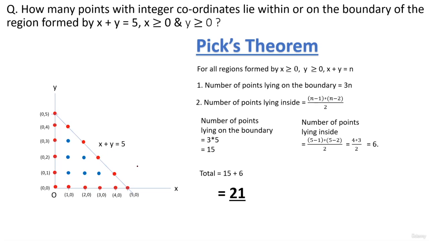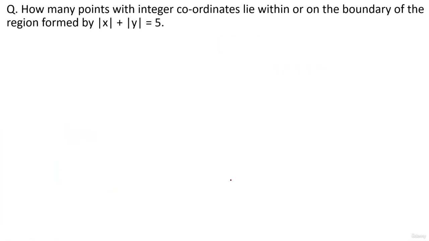Let's go on to the next question, guys. How many points with integer coordinates lie within or on the boundary of the region formed by mod x plus mod y is equal to 5?